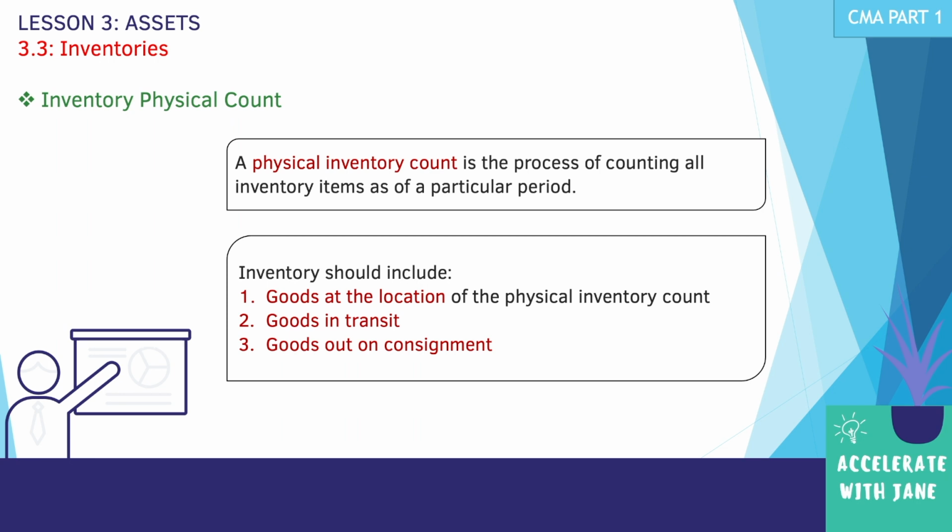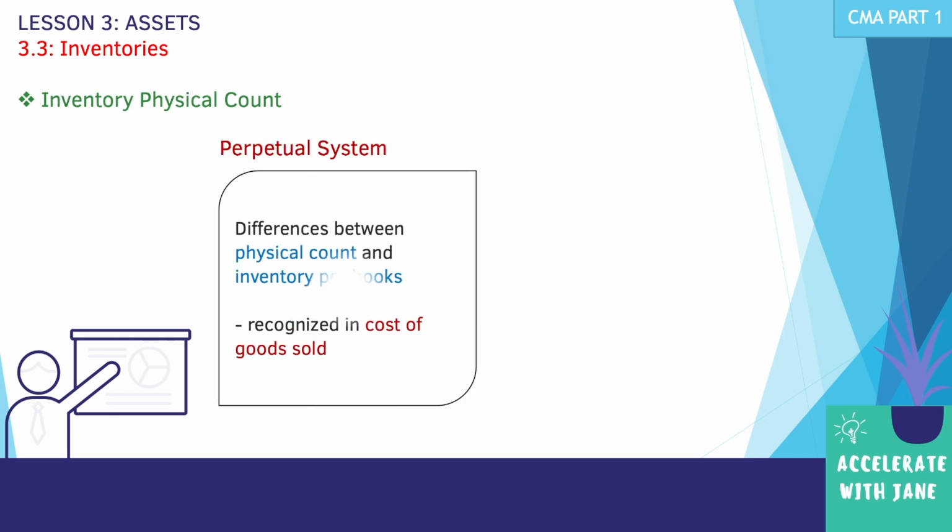Third is goods out on consignment. So for example, if I am a trading company, I have certain inventories which are displayed in particular shops. So we call these goods out on consignment, meaning it is not in my physical possession as of the moment. However, these are still mine. I still own these inventories but they are only displayed in a particular shop. So we still include this as part of our inventories. So let's have a differentiation here.